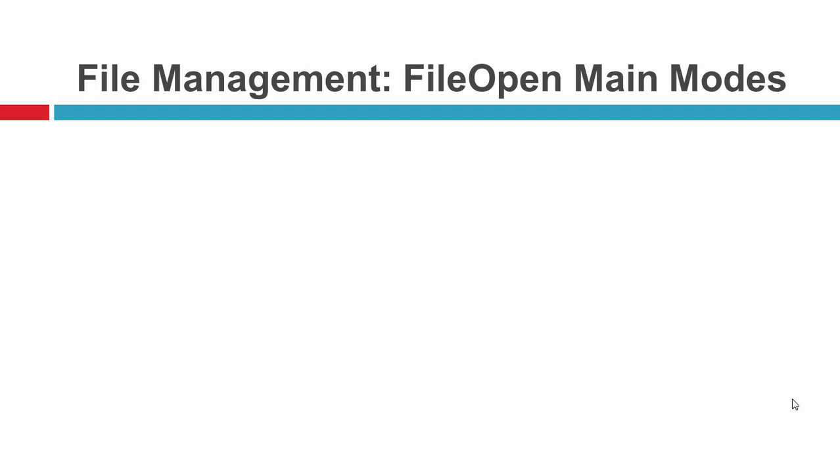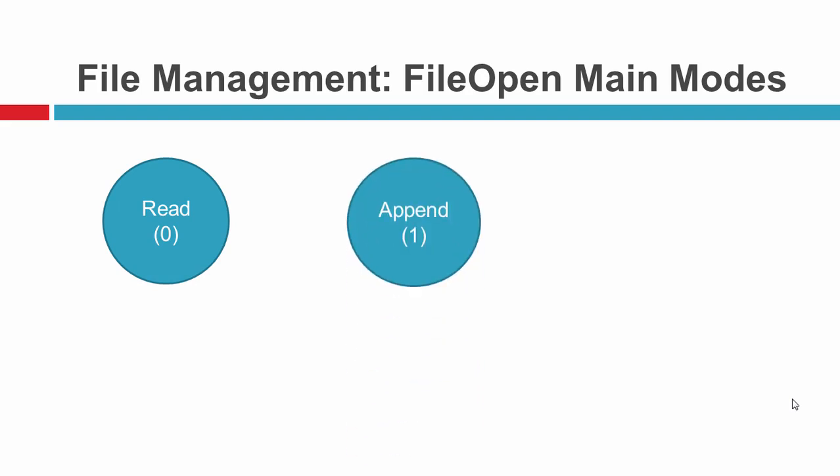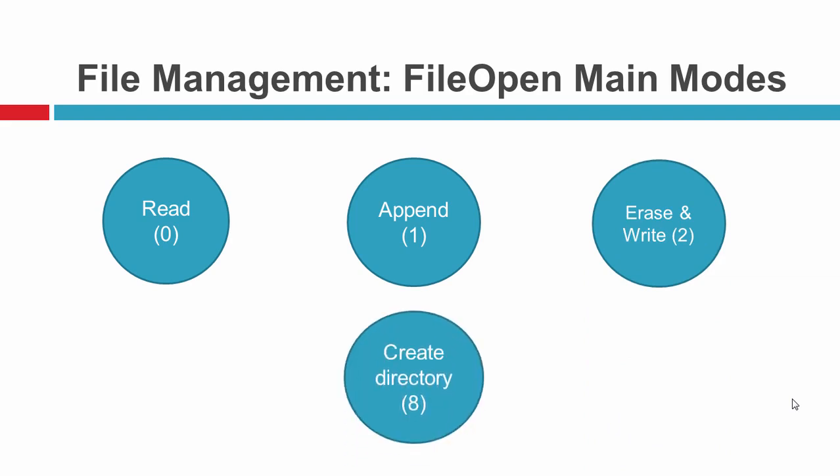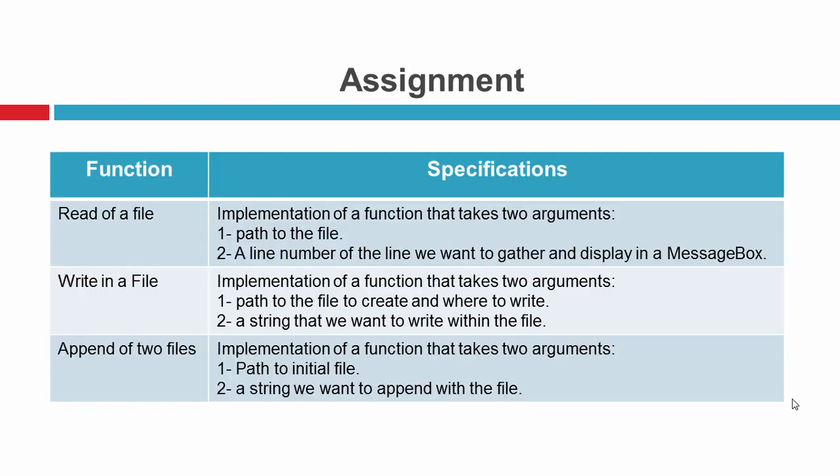The several modes for FileOpen are 0 to read, 1 for the append mode, 2 for the erase and write mode, and 8 for create directory. So now let's see the assignment.